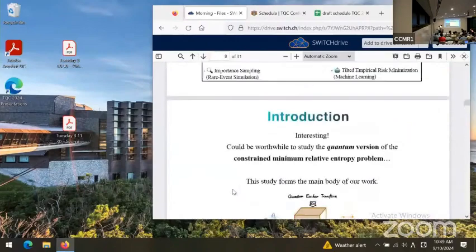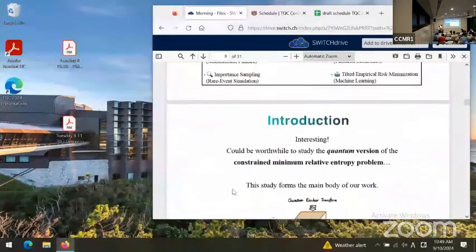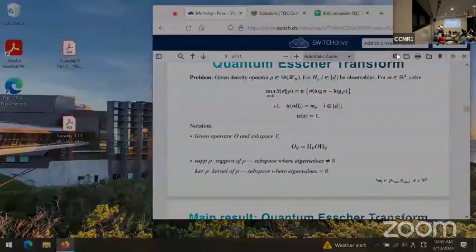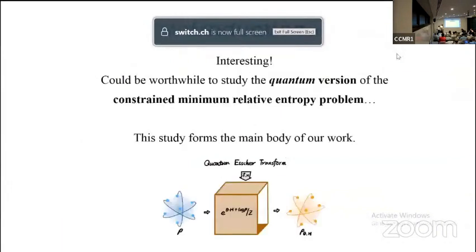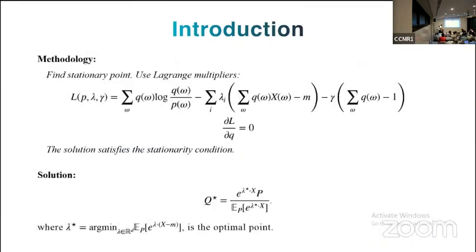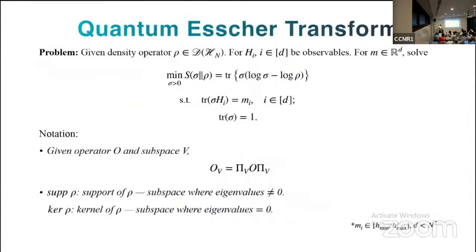So you minimize the first argument of relative entropy. In your setting, yes. In this setting, in the quantum Esscher transform, you minimize the first argument of the quantum relative entropy, right? This one. Yes. And also the quantum one. My question is, why do you minimize the first argument of quantum relative entropy? It's also possible to consider minimization of the second argument. And in some application, do you have some opinion on which is more useful?